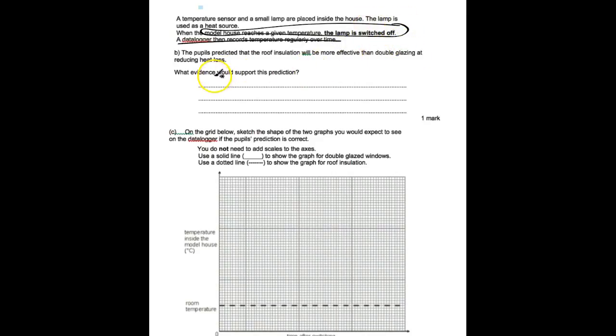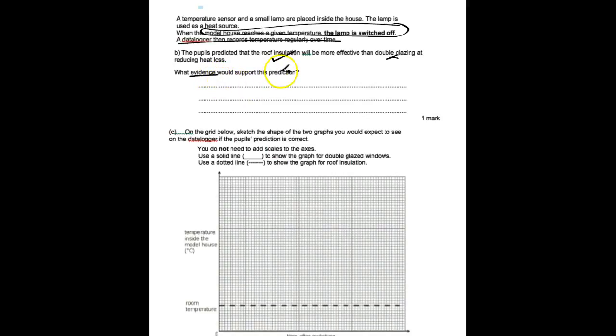Okay, so the pupils predict that the roof insulation will be more effective than double glazing. So they think roof insulation is going to be better than double glazing. What evidence would support this prediction? What most of you did here was you explained why roof insulation will be more effective than double glazing. But we don't know the answer to that yet because we haven't done the experiment. So they haven't done the experiment, you haven't done the experiment, we don't know which would be more effective. They want to know what evidence you could collect.